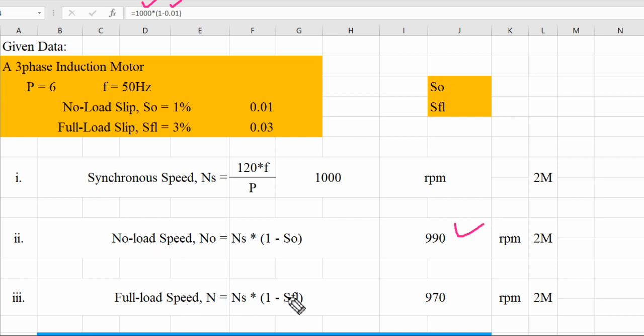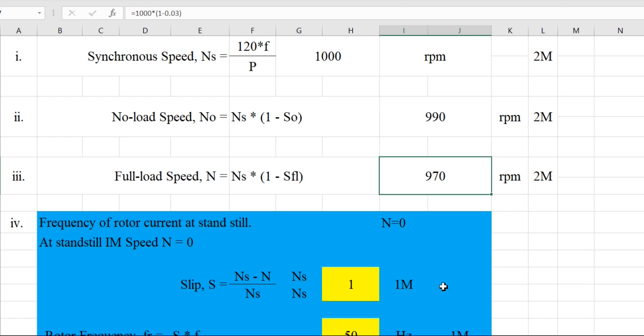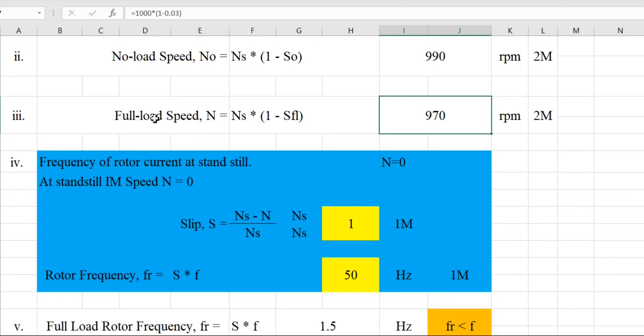Then the full load speed. They have provided the full load slip. According to that full load slip, you need to evaluate the speed of the rotor, that is N equal to Ns into (1 minus SFL), where SFL is the slip at full load. What is the slip at full load? 0.03, so 1000 into (1 minus 0.03) is 970 rpm. This is the full load speed.